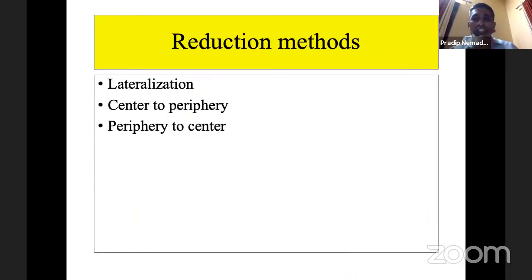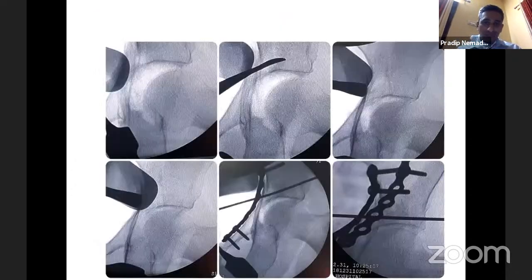Now, as far as reduction methods are concerned, the first and foremost principle is lateralization. So we put the Schanz pin in the head and then we lateralize the head. So we create a space for the fragment to move. There is no way by which we can push the head by manipulating the fragment itself. So first we need to pull the head out and then manipulate the fragment. So the first principle is lateralization, and then we can have a center to periphery or a periphery to center reduction.